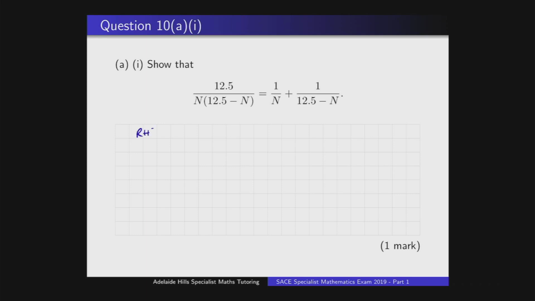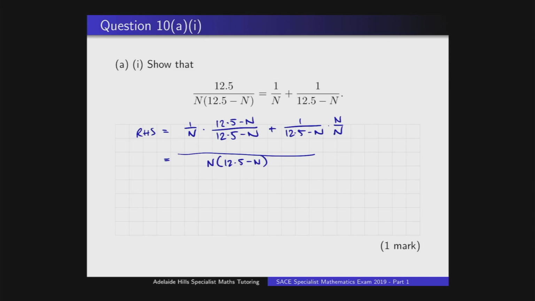We'll start from the right hand side, and that's 1 over n, and to get the denominator that we want, we need to multiply this by 12.5 minus n over 12.5 minus n, and then we're going to add on 1 over 12.5 minus n, and then this has to be multiplied by n on n. So those two things that we've multiplied by are just equal to 1. We haven't changed anything, but we're going to end up with a denominator where that denominator is going to be n times 12.5 minus n in both cases.